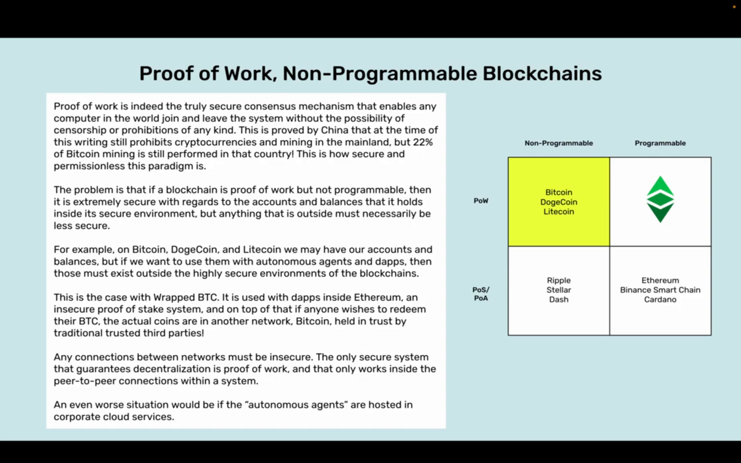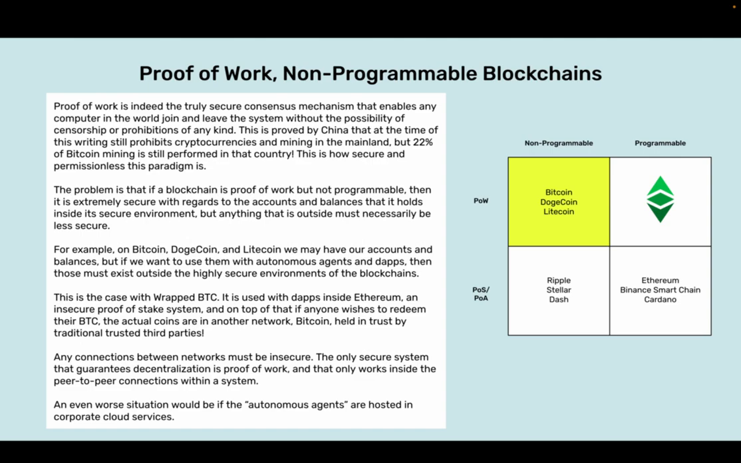The problem is that if a blockchain is proof of work but not programmable, then it is extremely secure with regards to the accounts and balances that it holds inside its secure environment, but anything that is outside must necessarily be less secure. For example, on Bitcoin, Dogecoin, and Litecoin, we may have our accounts and balances, but if we want to use them with autonomous agents and dApps, then those must exist outside the highly secure environments of the blockchains. This is the case with wrapped BTC.